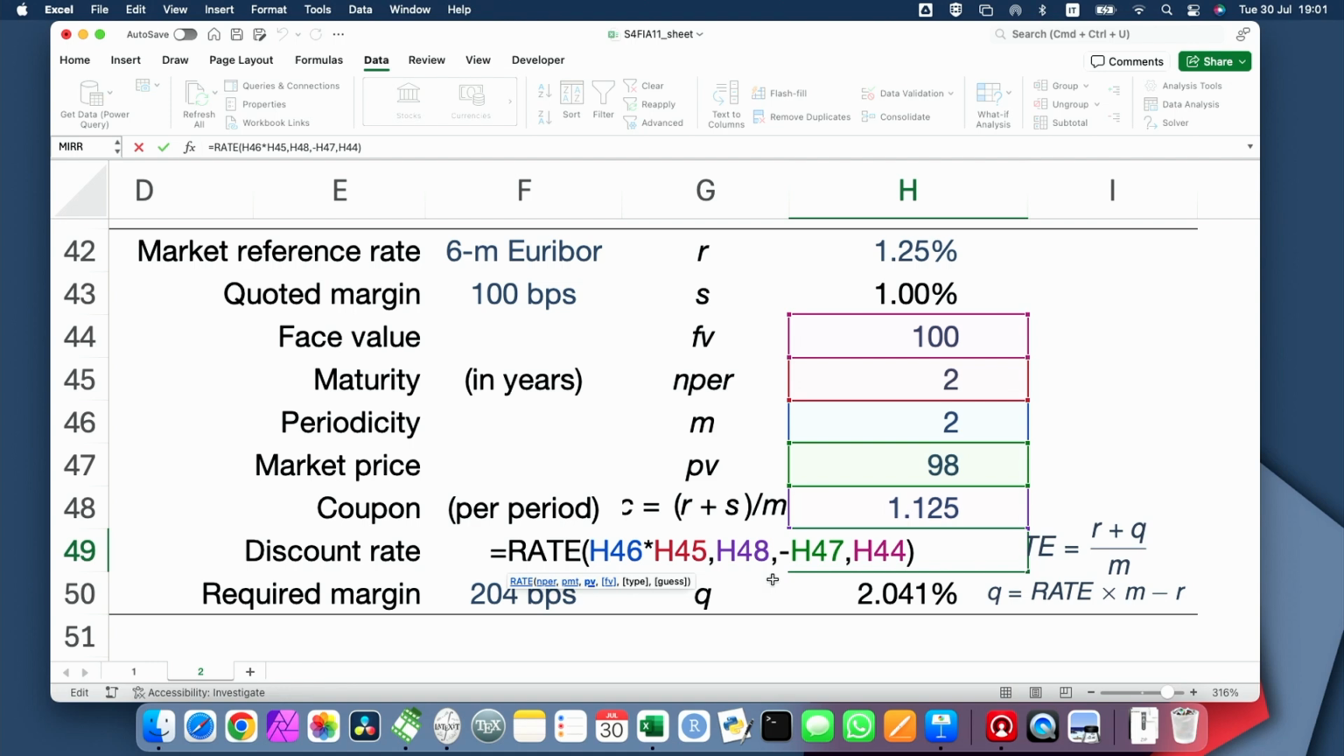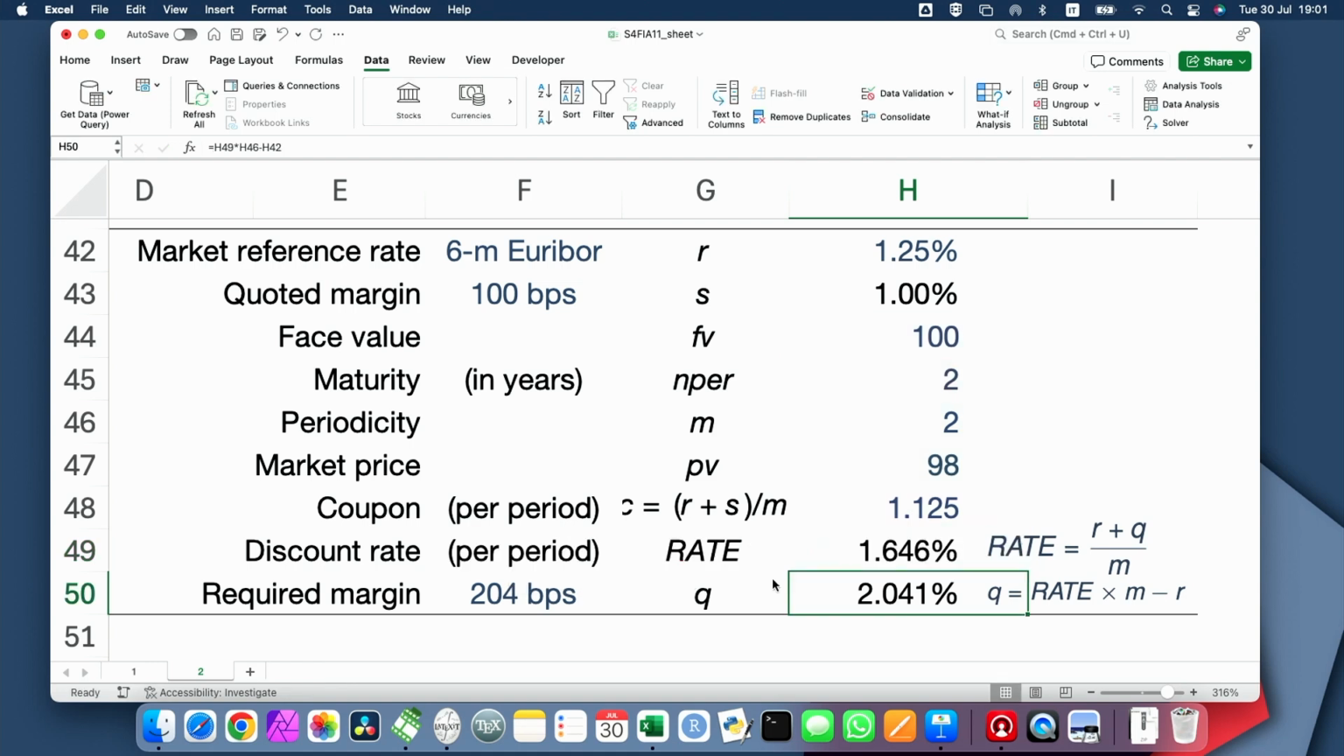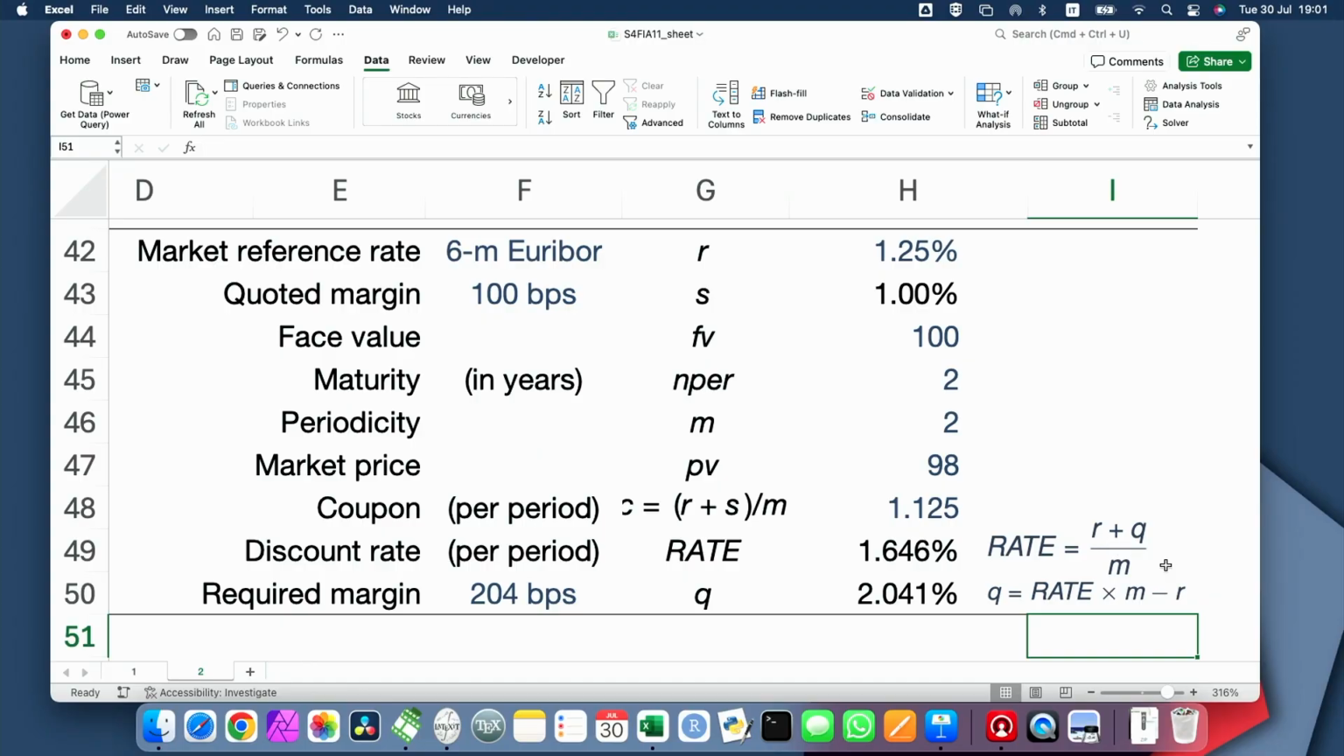Press Enter, and we get a discount rate of 1.646%, represented by rate in my spreadsheet. Now, if you look at this inversion formula that I've pasted on the right, the required margin Q is given by the product of the discount rate, rate, times the periodicity, M, minus the market reference rate, R, in this case Euribor, and we get 2.041%. The same result as before when we used Solver.